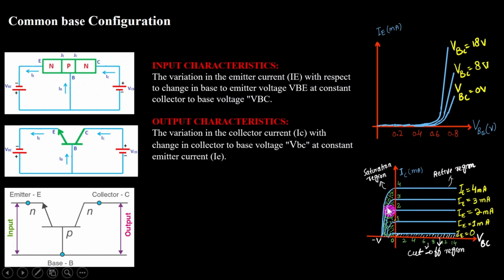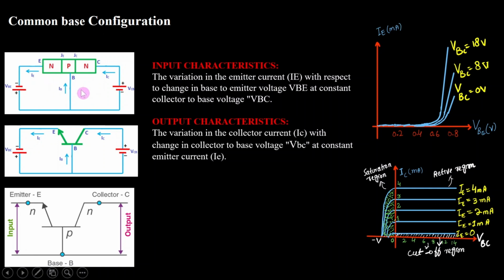Now in this region, as I have discussed, if we change the polarity, then this will be forward, and similarly that will also be forward, and we take this portion of the graph, and this region is called the saturated region, because in the saturated region the emitter to base junction will be forward biased, and similarly the collector to base junction will also be forward biased. Now what is the cutoff region?